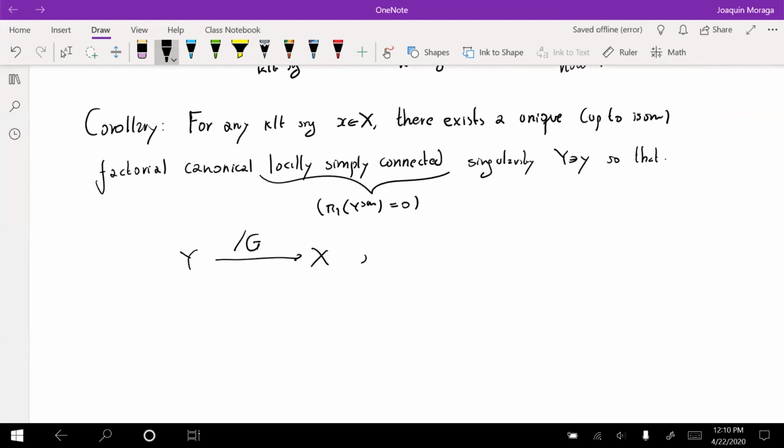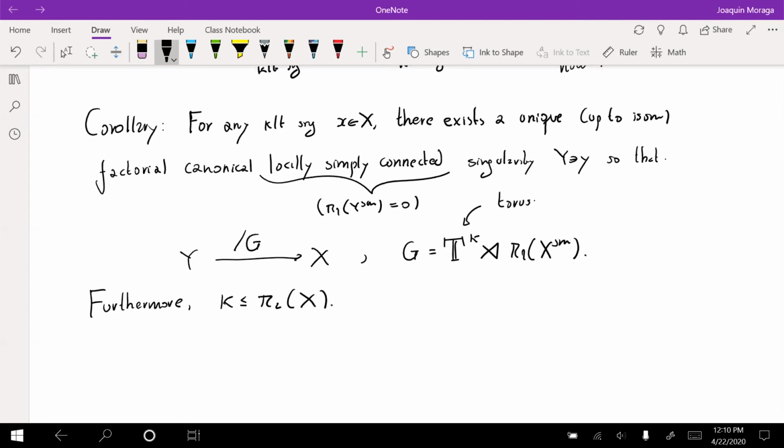Of course, they may not have the same dimension, right? Because once you take the cover Y, you may go up in the dimension. But the interesting part is that G is a torus of certain dimension k. Here I mean an algebraic torus, just G_m to the k. Similar product with pi1 of X smooth. And furthermore, k is bounded by the second homotopy group of X. This seemingly scary inequality just comes from some long exact sequence of homotopy. And Y is unique.